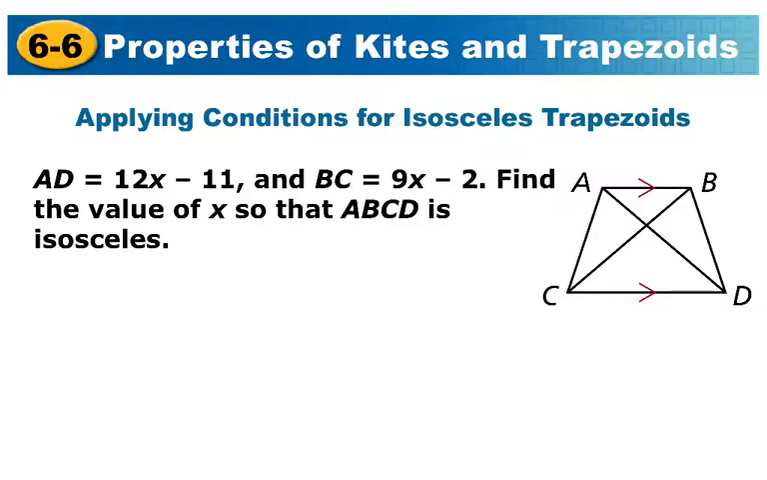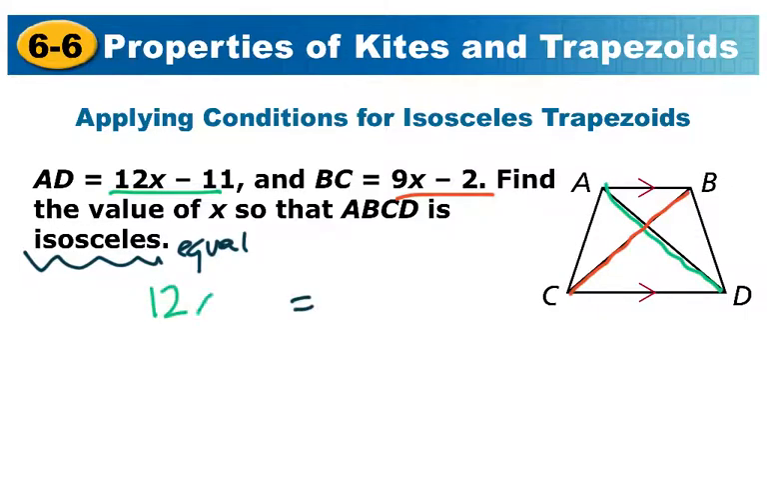Alright, so we are trying to show that this is isosceles, and so taking a look at what they're giving us, AD is the diagonal, and that is going to be 12x minus 1, and BC is the other diagonal, and that's going to be 9x minus 2. And so we want to go ahead and find that value of x. In order to make it isosceles, that means that it was equal. And so the equal part is what we use in order to make it isosceles, and then we'd just solve to find x.